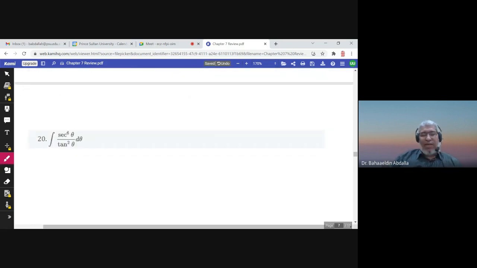I have secant and tan and secant to the power 6, although tan is in the denominator, but I'm going to use the same idea as in section 7.2. If the power of secant is even, I take u as tan. So du would be the derivative of tan, which is secant squared x dx.